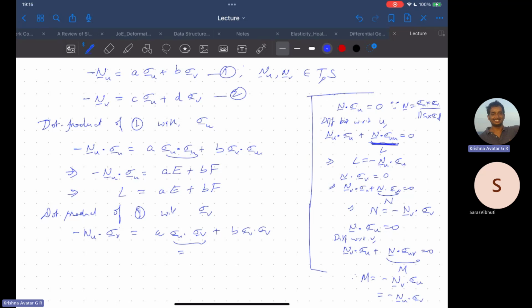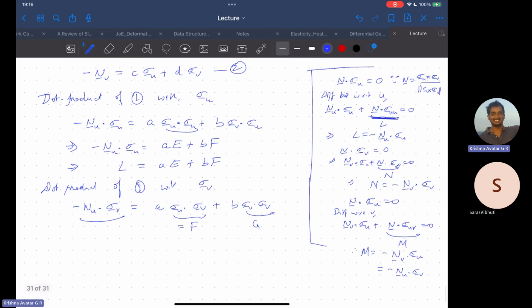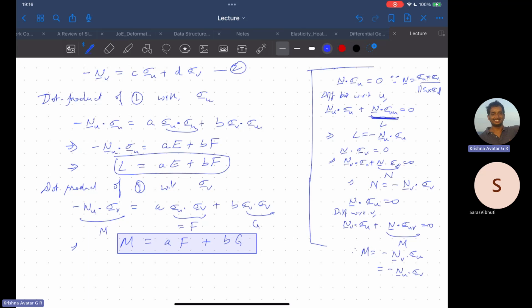So this is equal to E, this is equal to F, this is equal to G, and since there is a cross term here, we can call it M. So we'll have M is equal to Af plus Bg. This is one more equation.